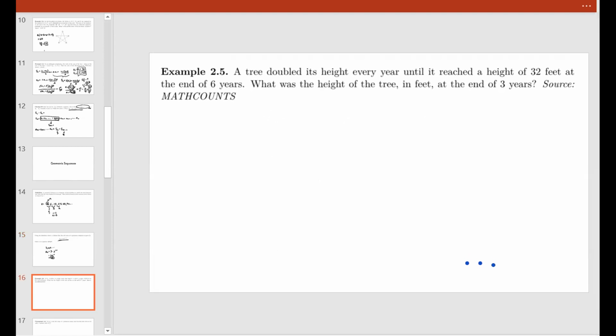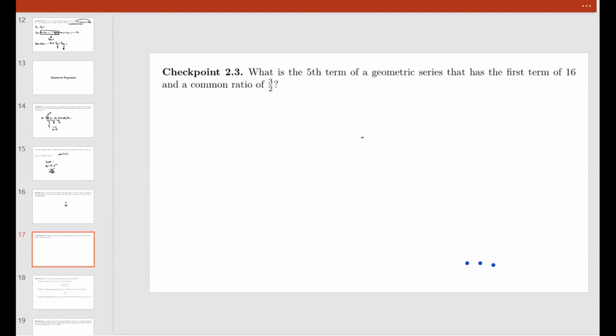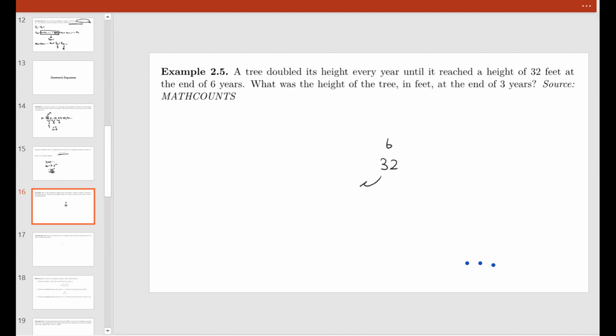So we have this example. A tree doubled its height every year until it reached a height of 32 feet at the end of 6 years. What was the height of the tree at the end of 3 years? So basically, if we take the height of the tree every year, we'll get a geometric sequence because the height is doubling every year. So if we have 32 as our sixth term, in the previous year, we have to halve that to get the height in the fifth year, which would be 16.